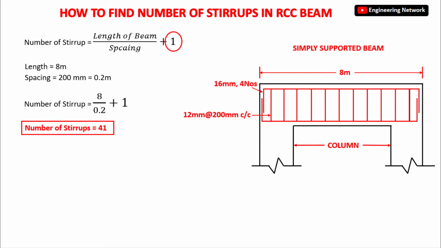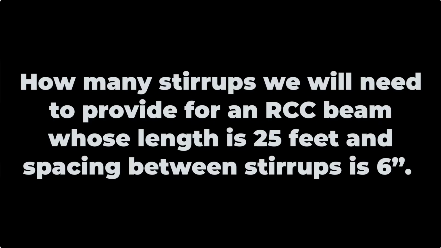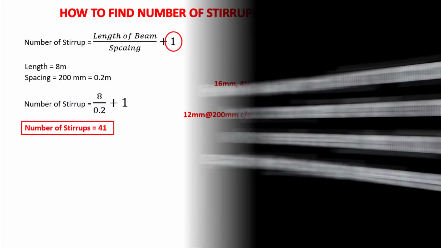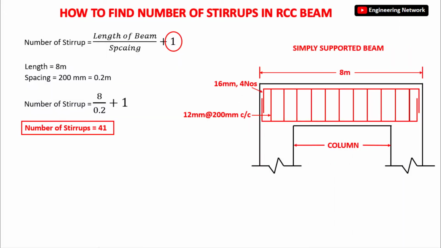Now here let me give you a homework as well. So please note down your homework. How many stirrups will we need to provide for an RCC beam whose length is 25 feet and spacing between stirrups is 6 inches? This is a very simple and easy homework, and please share your answers with me in the comment section.